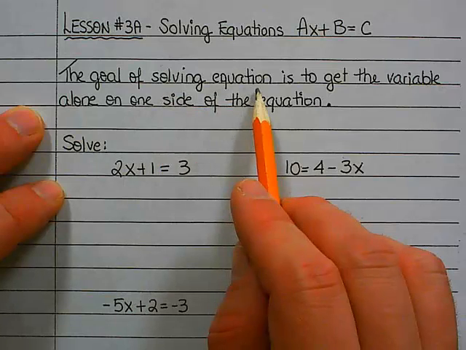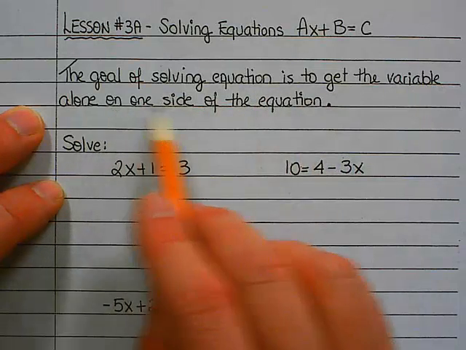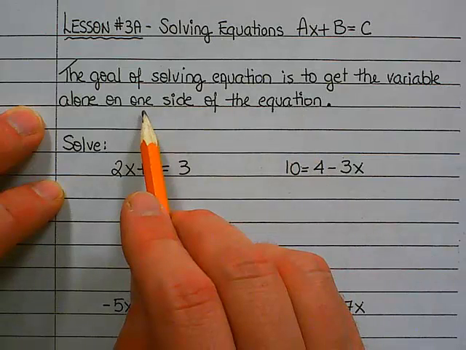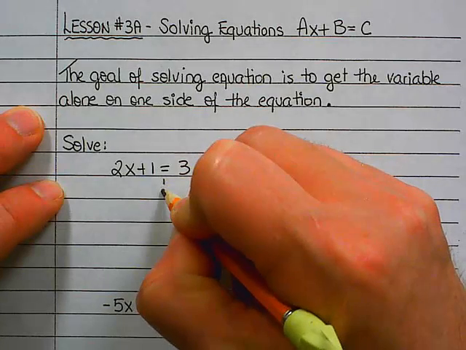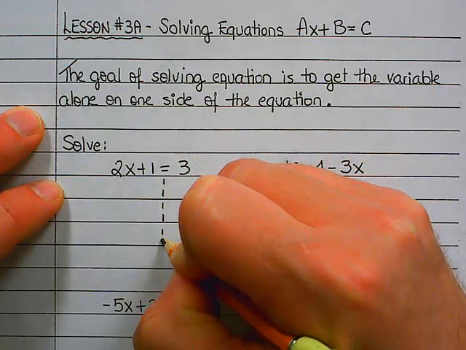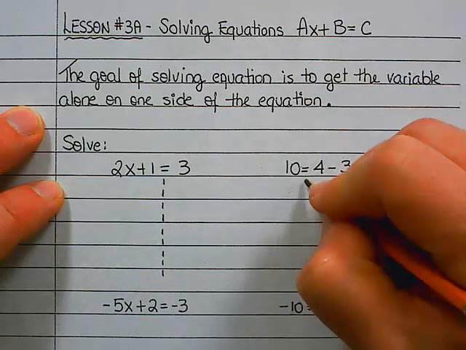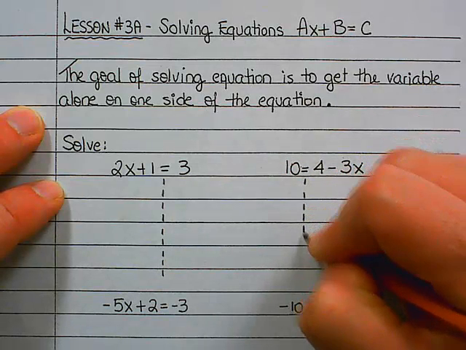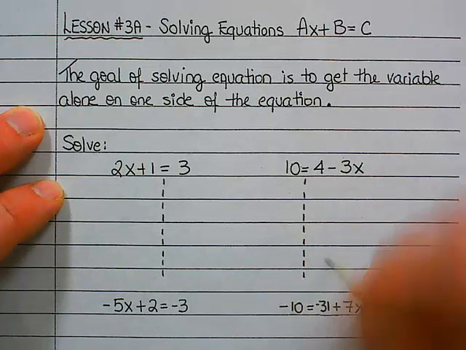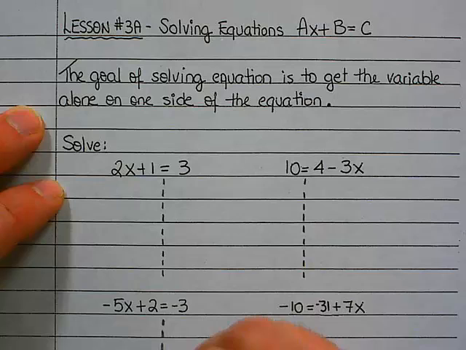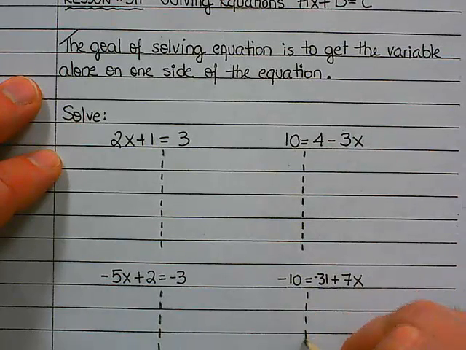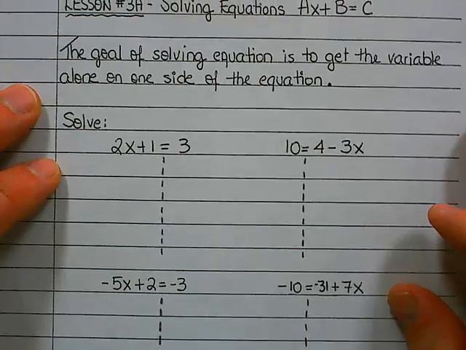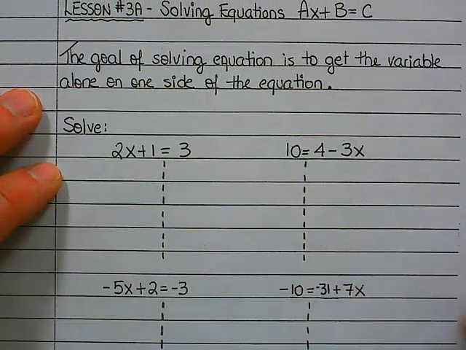Okay, the goal of solving equations is to get the variable alone on one side of the equation. Well, what does it mean, one side of the equation? Equation comes from the word equal, and that's because the equal sign is your border, your divider. There's the left side and the right side. So one thing I like to do is draw the line, so I always remember the left versus the right side. On these problems here, I'm going ahead and drawing the lines. Okay? So let's focus right now on the first problem.